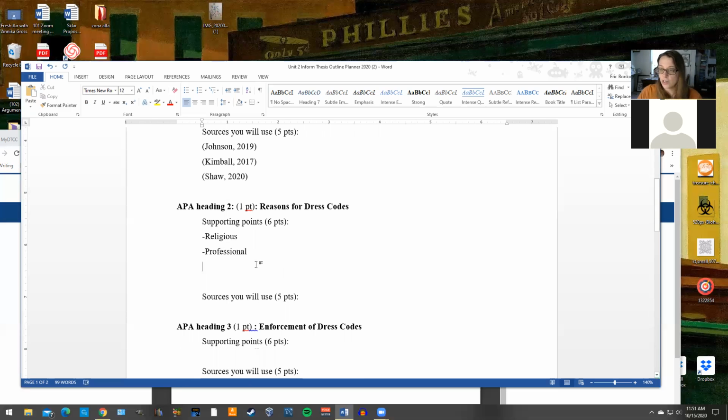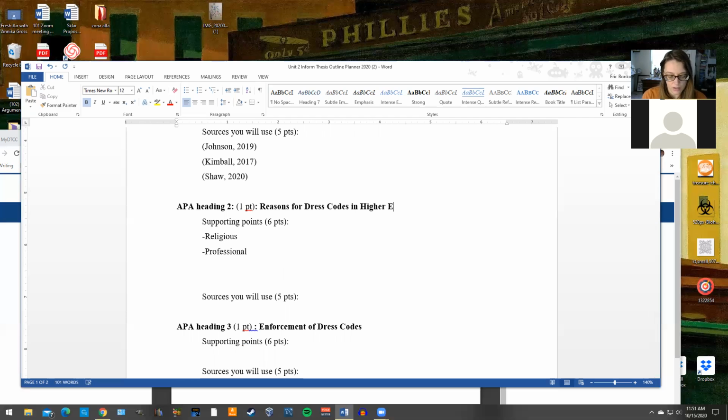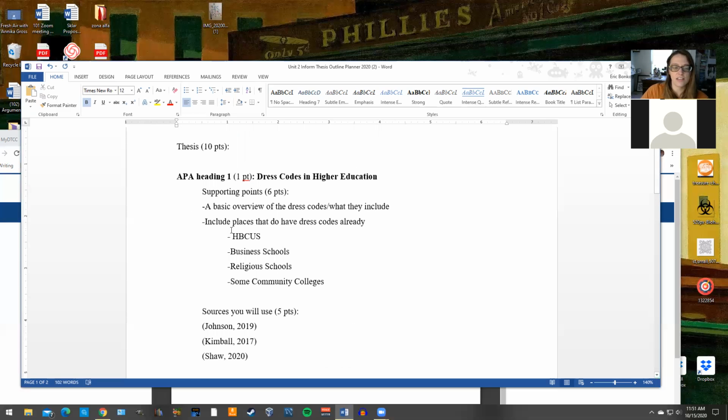And then in this section, I might go into reasons that there are dress codes. And again, I want to get my whole topic in here, in higher education. So here I might give a breakdown in a single paragraph. So I'll probably switch this around now that I think about it. I'll probably do 2 paragraphs in this section. One will give a basic overview of the dress codes, what they might include, and one paragraph will explain the different types of places that already seem to have these.